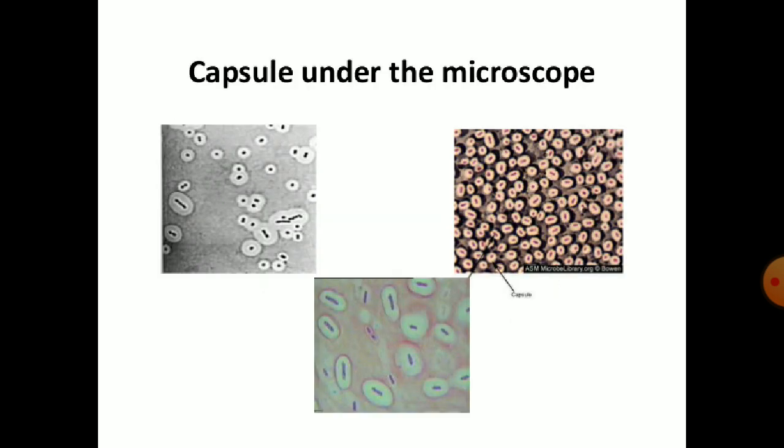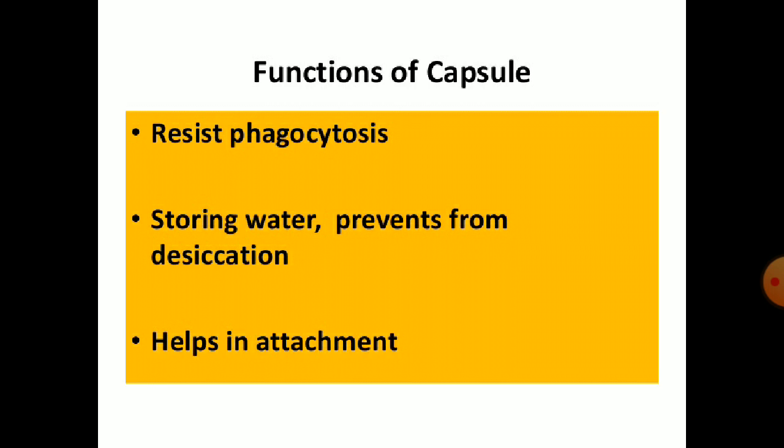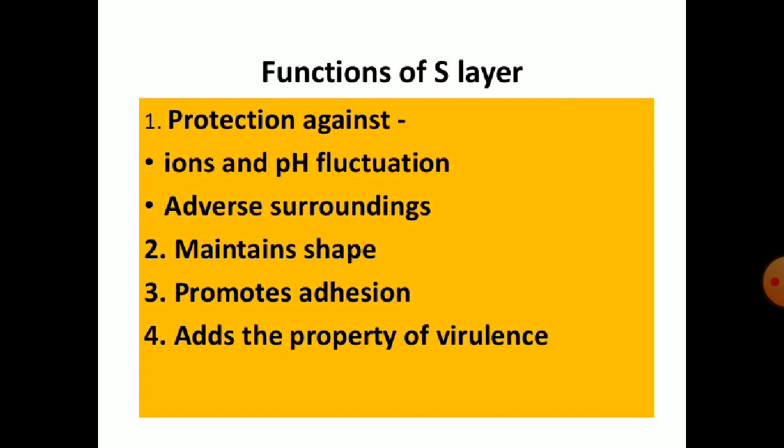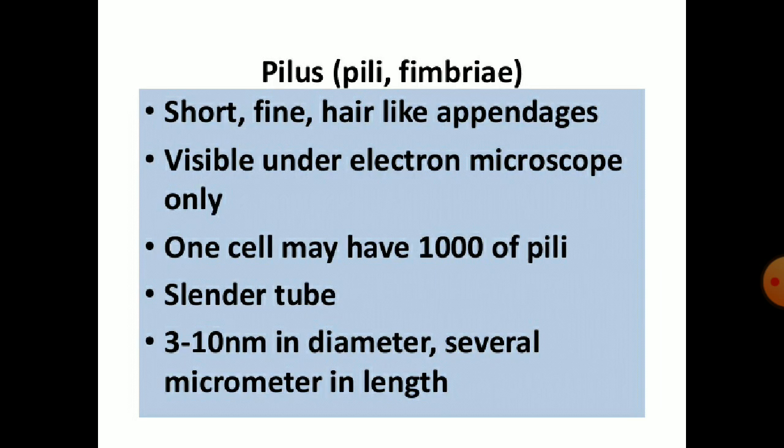This is the capsule under the microscope. This image shows the capsule under the microscope. Functions of capsule: reduces phagocytosis, stores water, prevents desiccation, helps in attachment. The S layer is external to the cell wall. Functions of S layer: protection against ions and pH fluctuation, adverse surroundings, maintains shape, promotes adhesion, and adds the property of virulence.